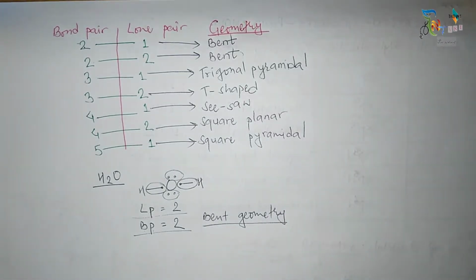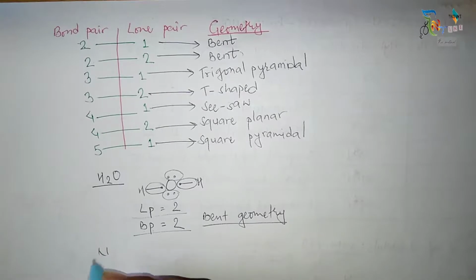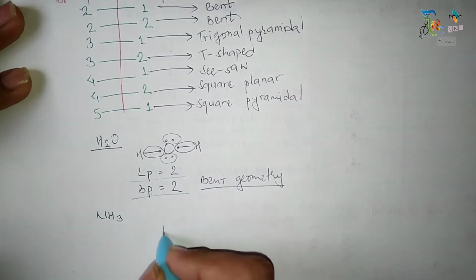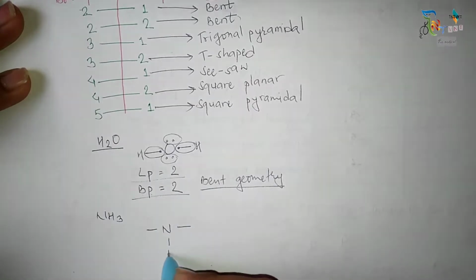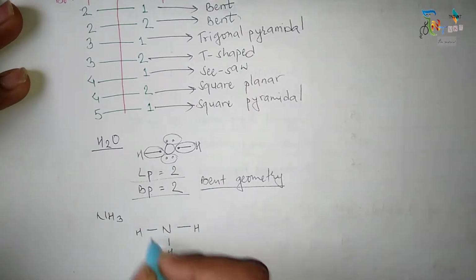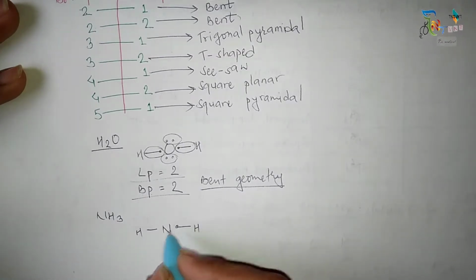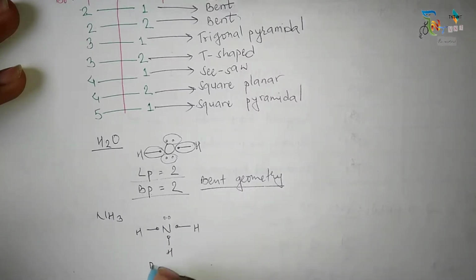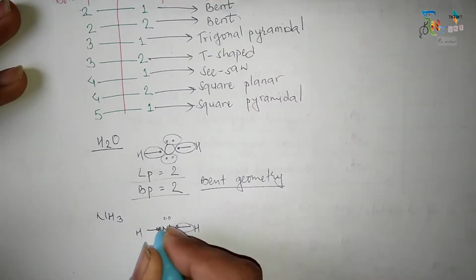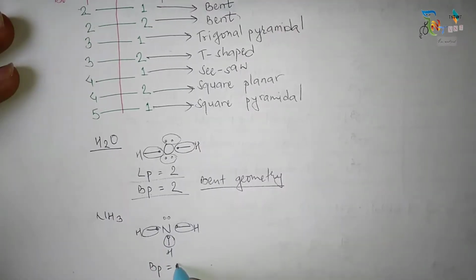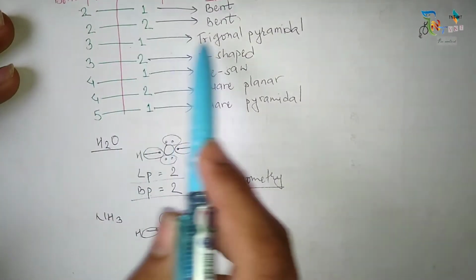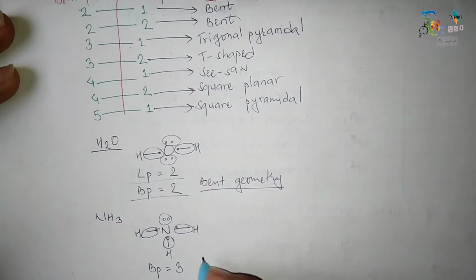Now let's discuss NH3: nitrogen, hydrogen, hydrogen, hydrogen. Nitrogen has 5 electrons in its outermost shell: 1 2 3 4 5. So the bond pairs are 3, and the lone pair is 1. So 3 bond pairs and 1 lone pair gives a trigonal pyramidal shape.